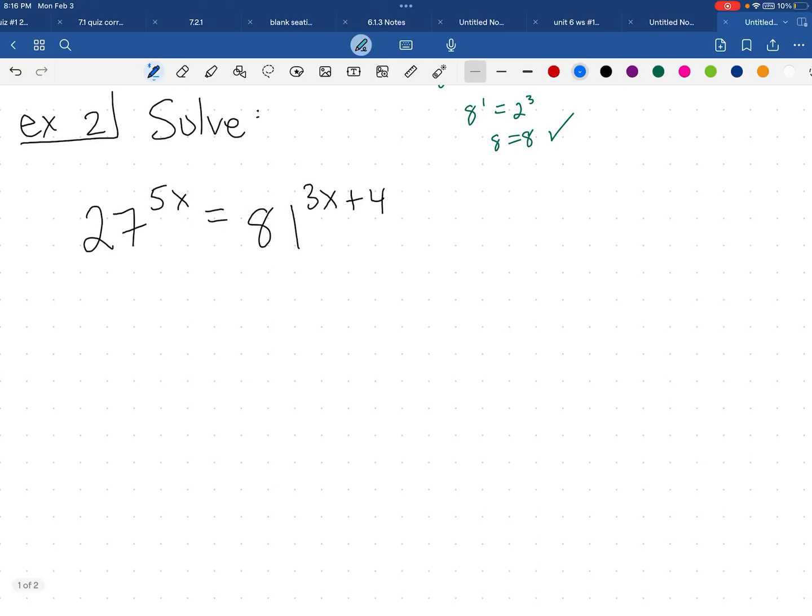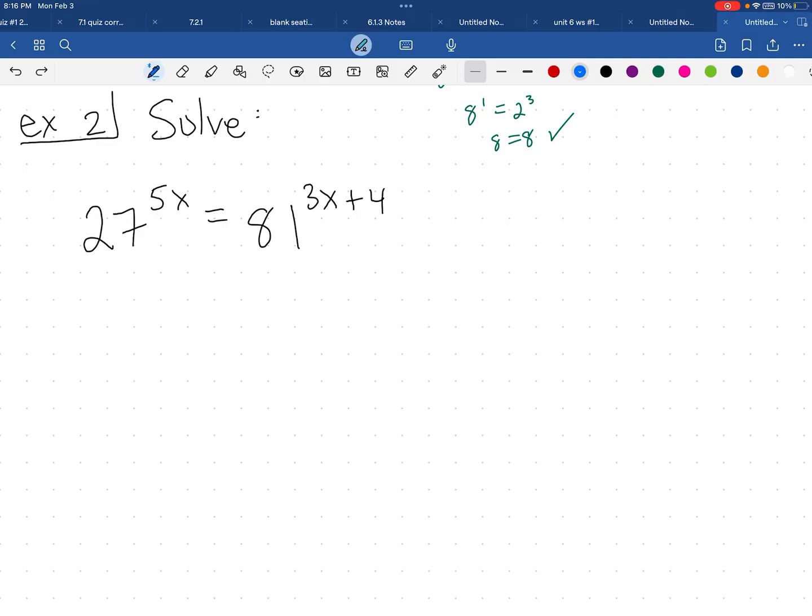All right, so I'm going to go about it the same way. Step 1, I want to rewrite both sides as a power of the same base. So I want to look at 81 and see, can I rewrite that as 27 to the something? I cannot. 27 to the first is 27, and 27 squared is really big, because 27 times 27 is really big. So I can't rewrite 81 as a power of 27, because 81 is already bigger than 27.